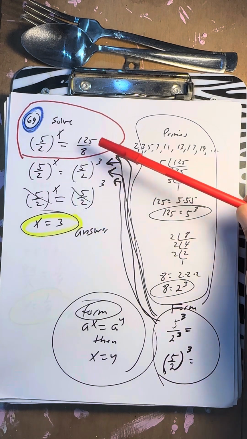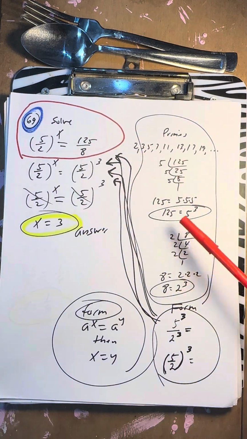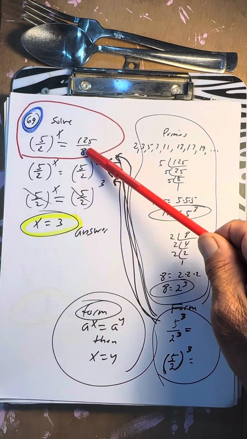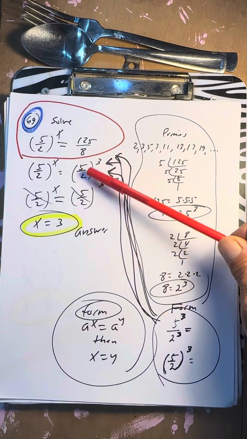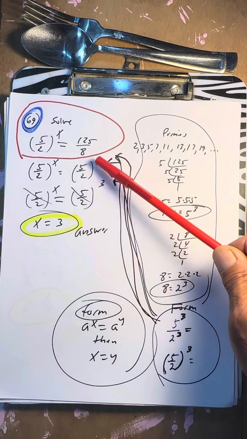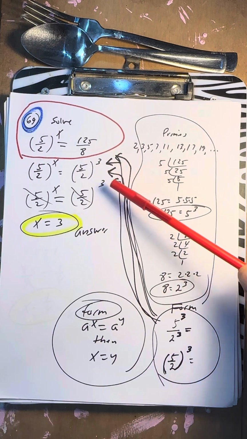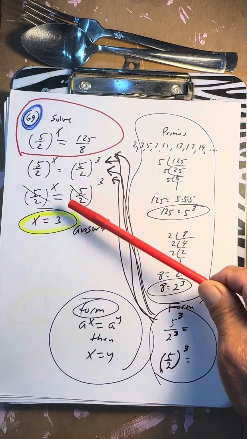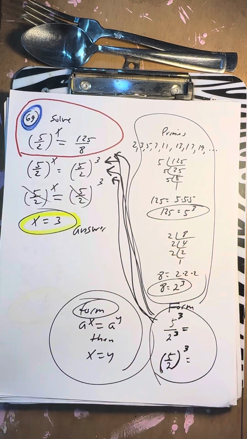So we have 125 as 5 to the 3, and 8 is 2 to the 3, or you can write another way. You can say this is 5 halves to the 3, because 5 to the 3 and 2 to the 3 is the same thing. Okay, now right here, see it? So now once you do that, hey, the bases are matching. x must equal 3. Okay.